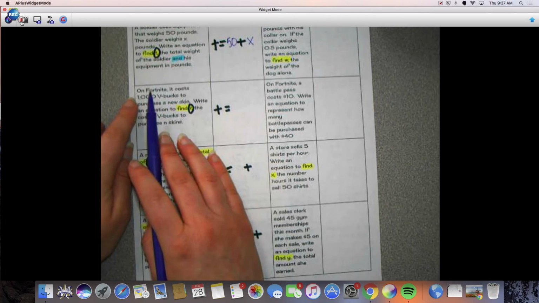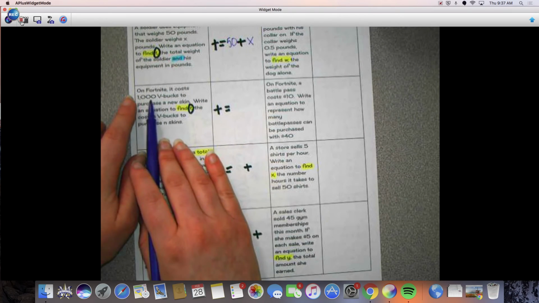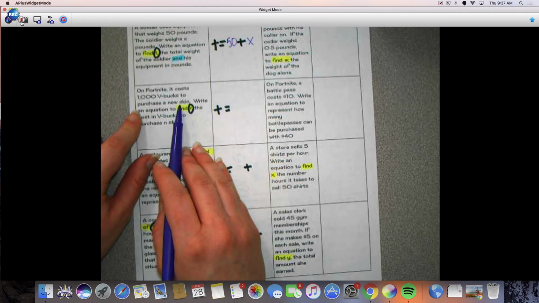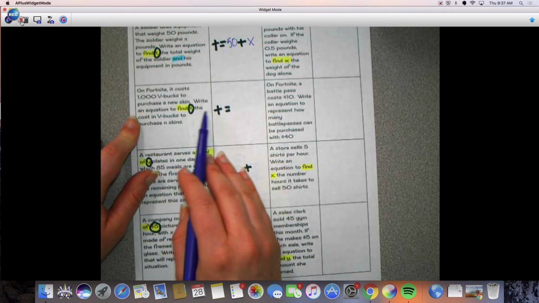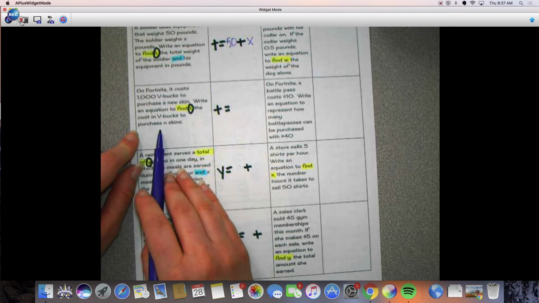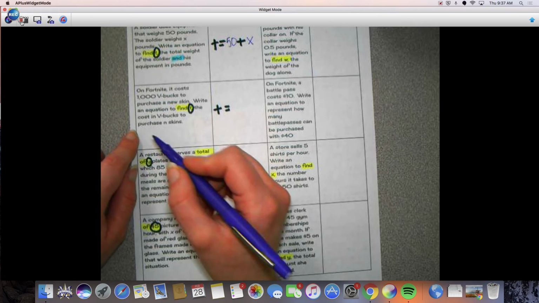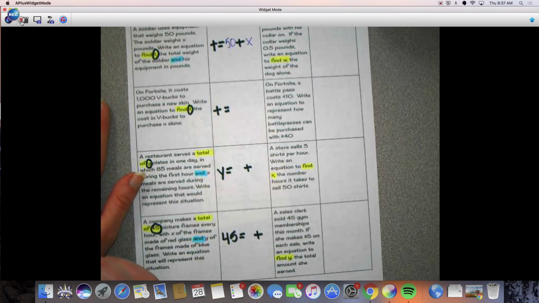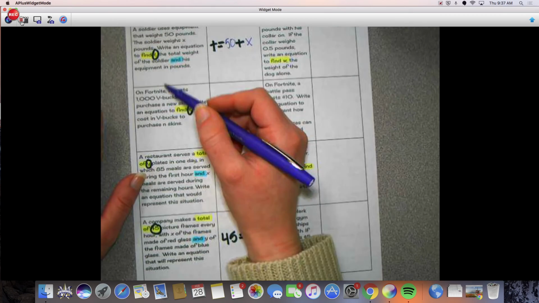Number 2, on Fortnite, it costs 1,000 V-Bucks to purchase a new skin. Write an equation to find T, the cost in V-Bucks to purchase N skins. Don't let that V in V-Bucks throw you off. That's not a variable. That's a proper noun. Okay? This one kind of messed me up at first.